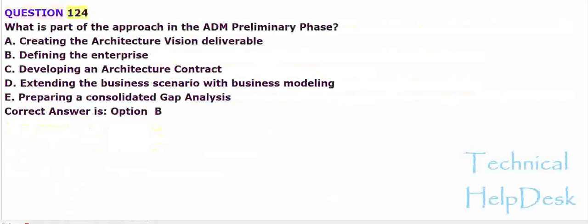Question 124. What is part of the approach in the ADM preliminary phase? A. Creating the architecture vision deliverable. B. Defining the enterprise. C. Developing an architecture contract. D. Extending the business scenario with business modeling. E. Preparing a consolidated gap analysis. Correct answer is option B.